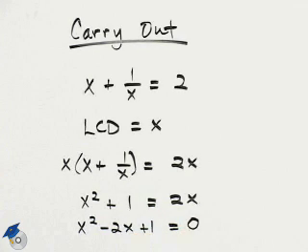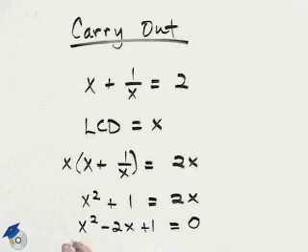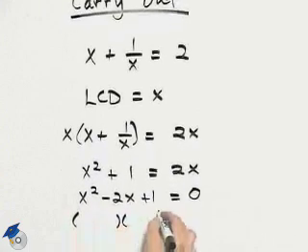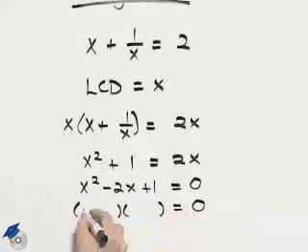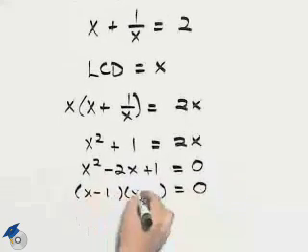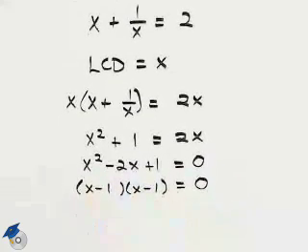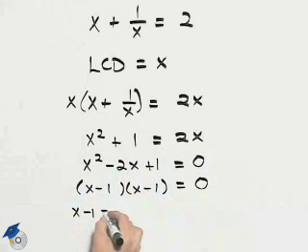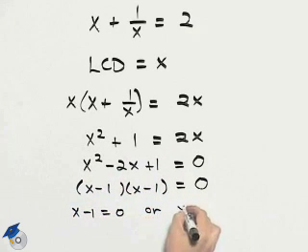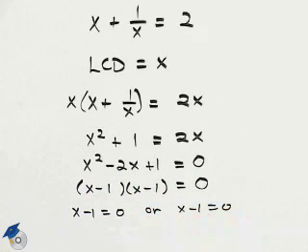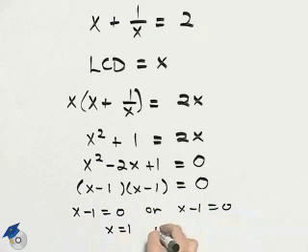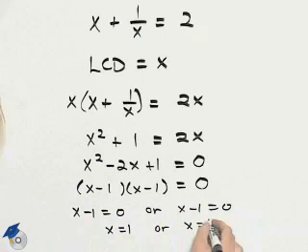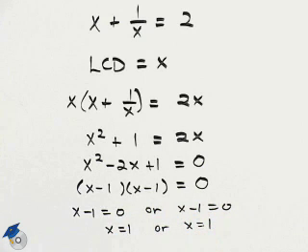And then of course the strategy we use to solve this is to factor after we've set it equal to 0. So we'll have x minus 1 times x minus 1. We can then set each of these factors equal to 0. When I solve each of them, we notice that we get x equals 1 or x equals 1, so x equals 1.